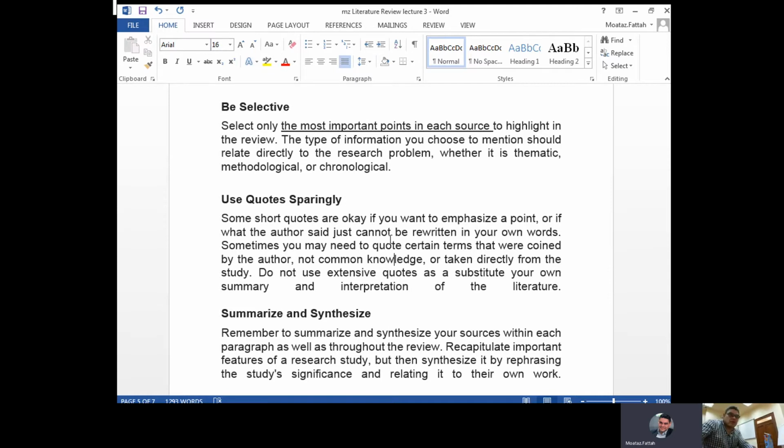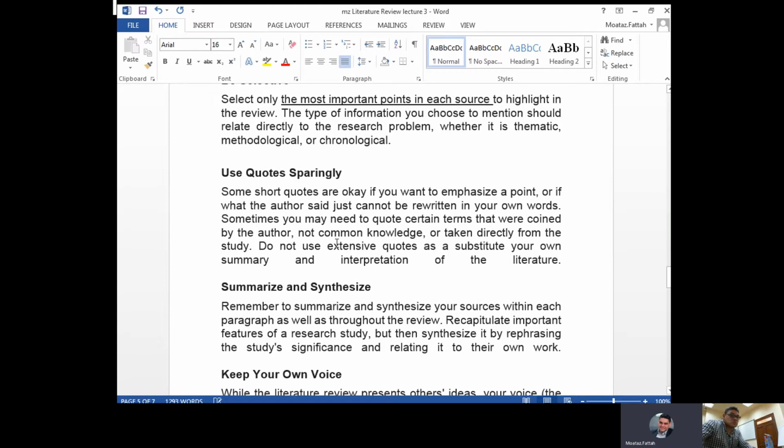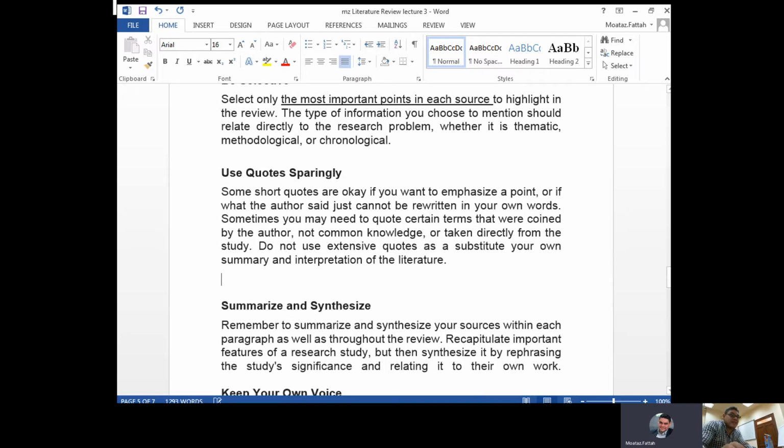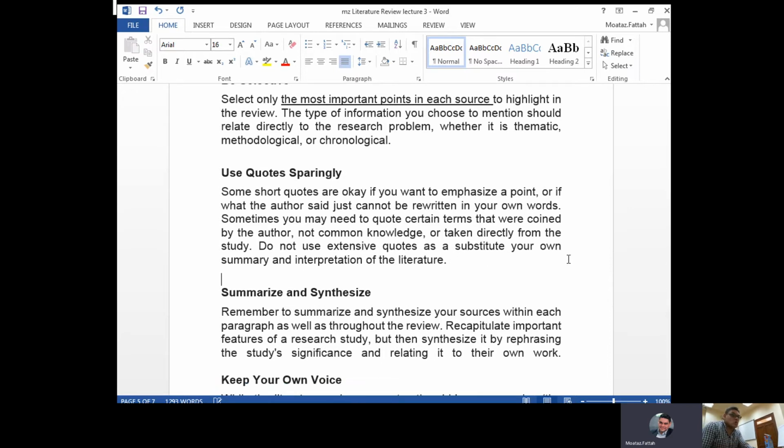But don't use extensive quotes as a substitute for your own summary and interpretation of the literature. That's bad. Don't give me a quote like all the literature is quote, quote, quote, quote, quote.